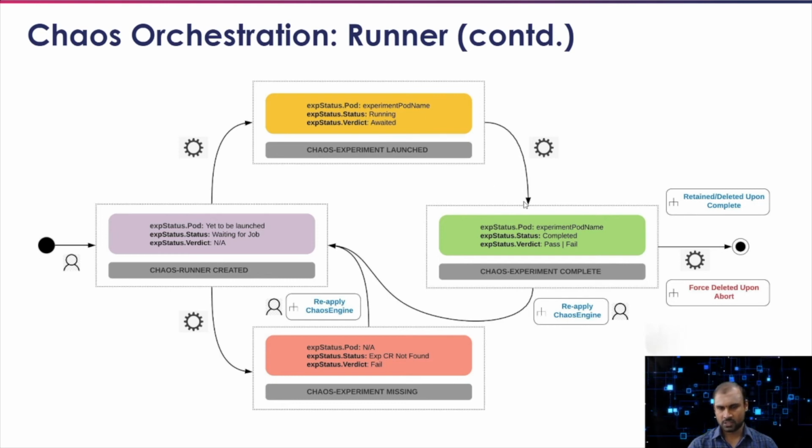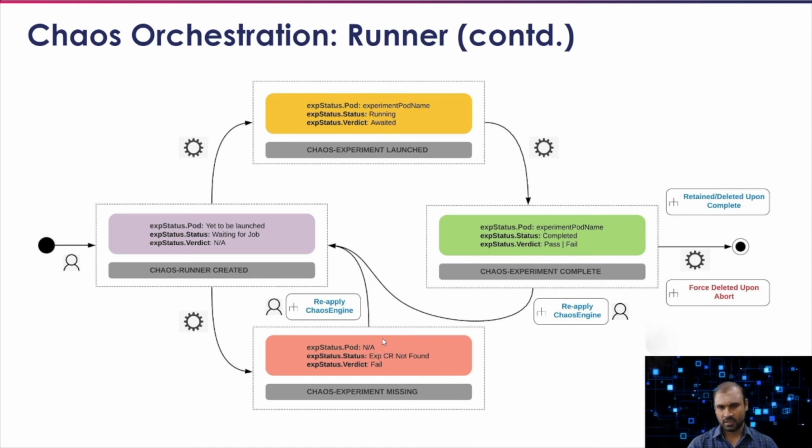And once your experiment execution has completed, either it has passed or it may have failed, depending upon the kind of checks you have in your experiment. The experiment pod name continues to be available. Your status is now set to completed, and the verdict is going to be either pass or fail. At this point, the runner may continue to stay in the cluster in completed state. The pod might continue to stay in completed state if your job cleanup policy mentions retain, or it might be deleted automatically if your job cleanup policy says delete.